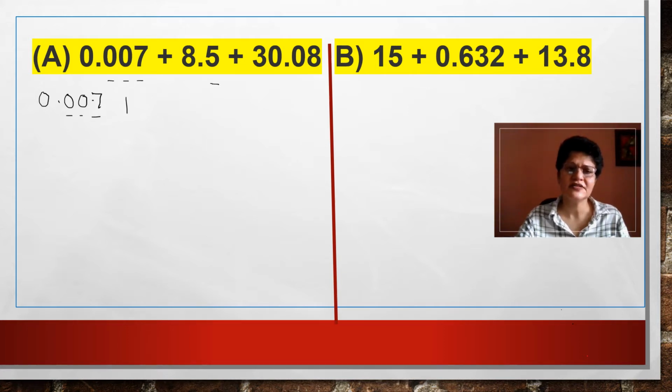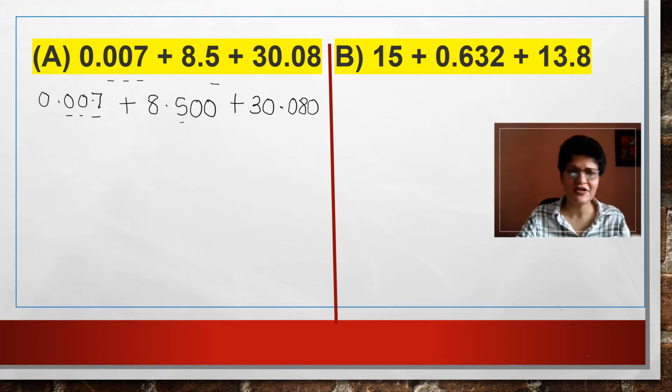Fine. After that, my second number will be 8.5, and 8.5 has only one decimal place, so I have to put two zeros there to make it like decimal. And then the third one, this also I have to change. I have to make them like decimal numbers. So I will write 0.3080, with a zero at the end. Now can you see that all the numbers have three decimal places? So now we are ready to go, and now we can add these decimal numbers.